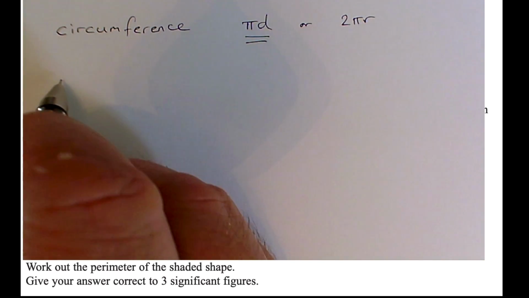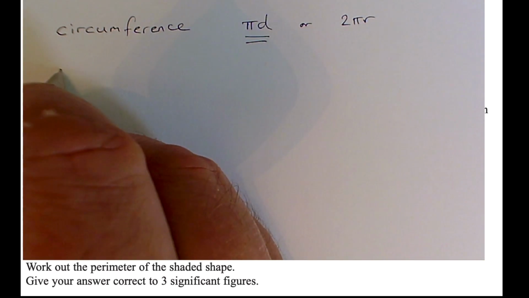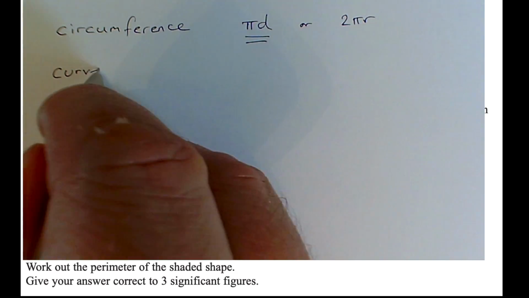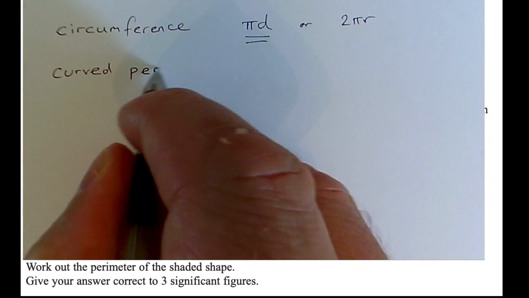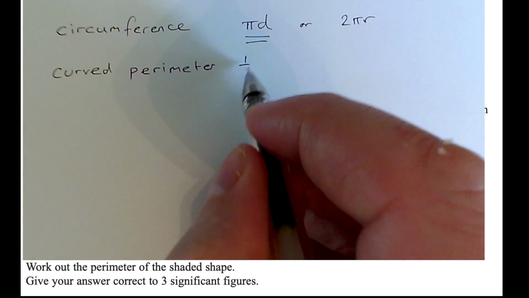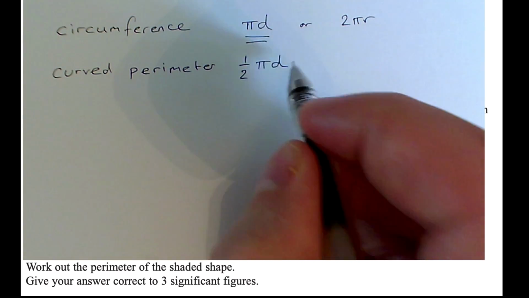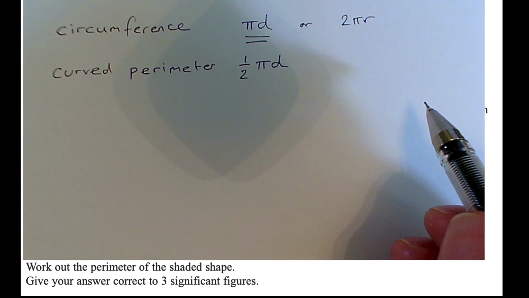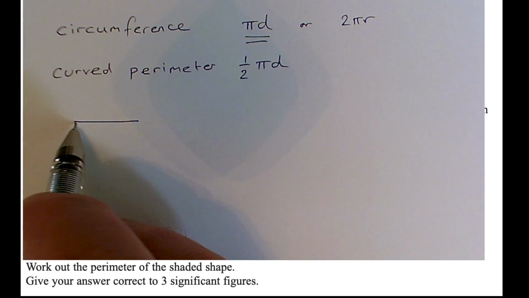But in this case, we probably want to use pi d because we can see that one of the legs of the right-angled triangle is the diameter of the semicircle. So the curved perimeter, the semicircle, is going to be half pi d.